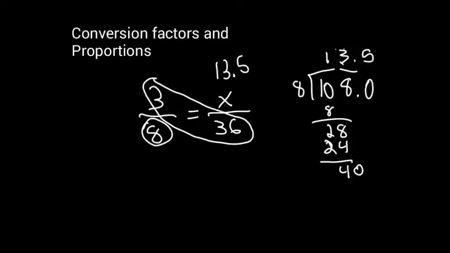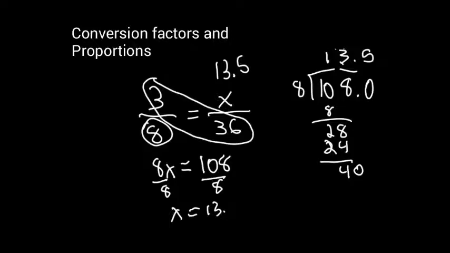If you want to see what the algebra is on this, you would end up with 8 times x, 8x, equals 3 times 36, which is still 108. And we divide that by 8 to get x equals 13.5. So you're going to cross multiply and divide to solve a proportion.